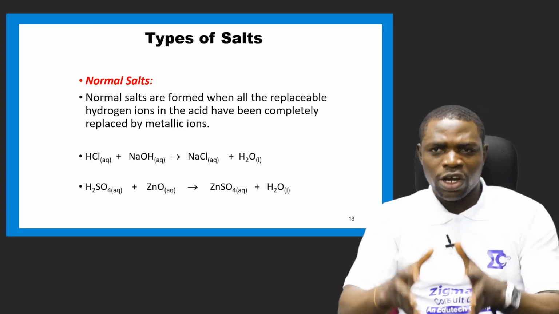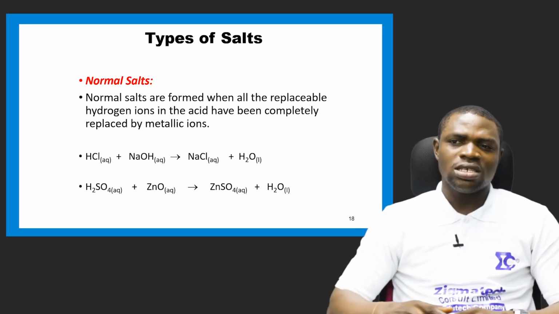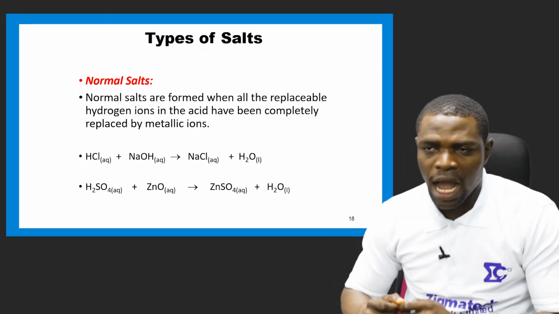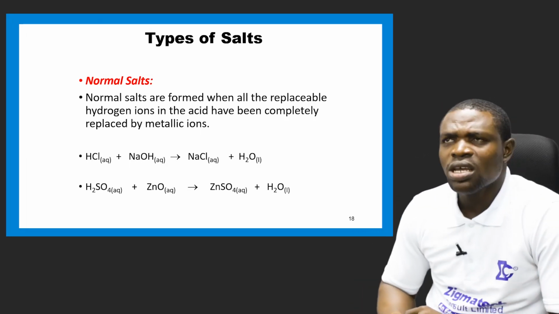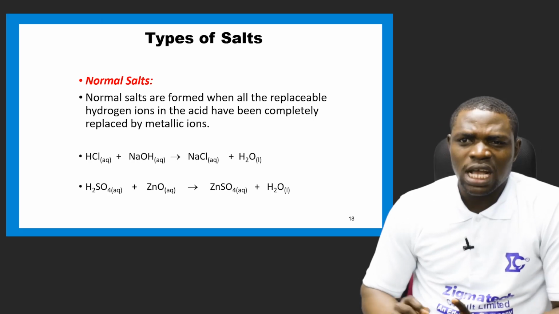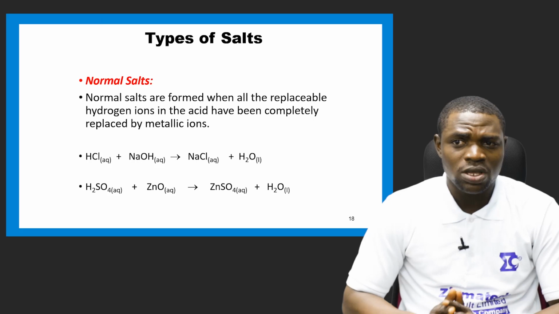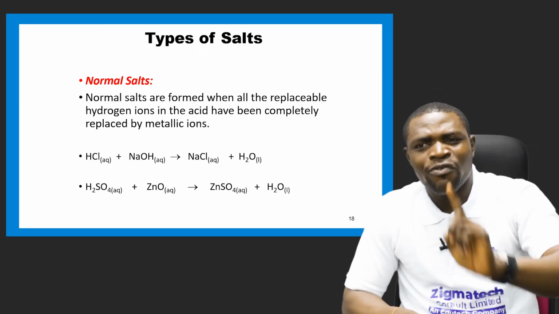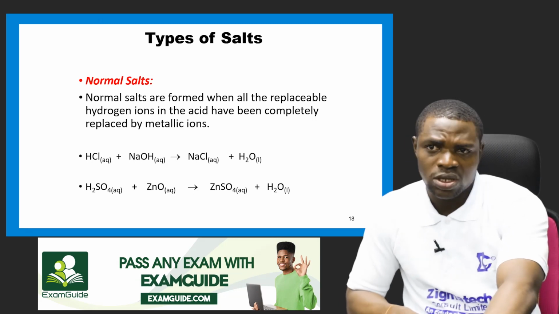So normal salts are formed when all replaceable hydrogen ions in an acid have been completely replaced by a metallic ion. Now let me give you another example. When you take tetraoxosulfate(VI) acid and zinc oxide, you bombard them together, you realize something. Number one, you will have zinc sulfate as your byproduct, which is the salt.